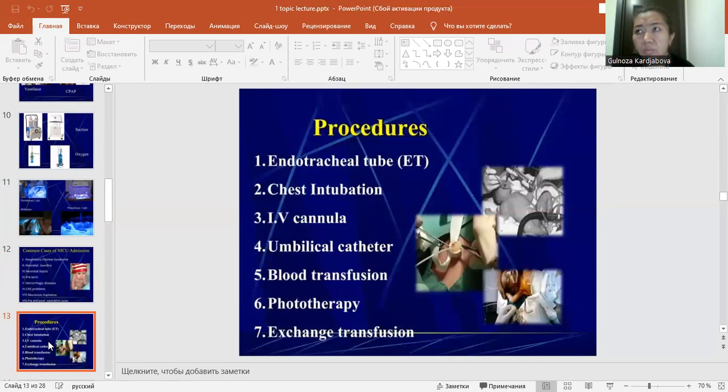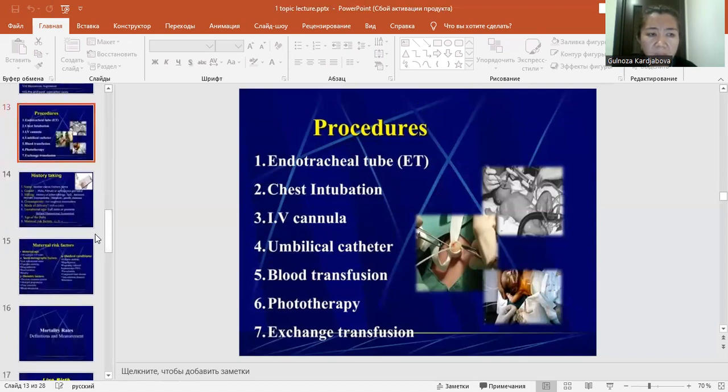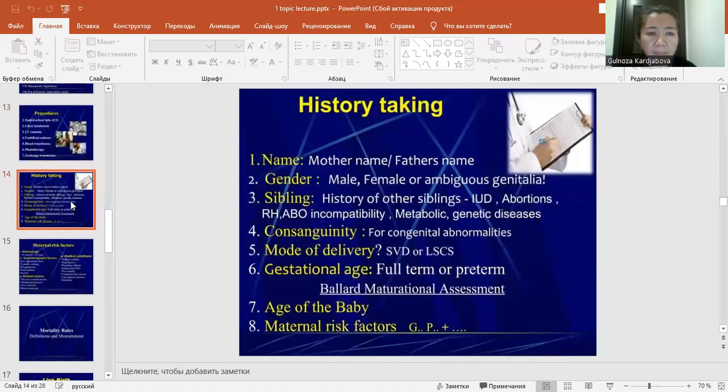Procedures that we should provide in neonatal care units. Endotracheal tube, chest intubation or IV cannula, umbilical catheter, blood transfusion, phototherapy, exchange transfusion, we may provide in this department.